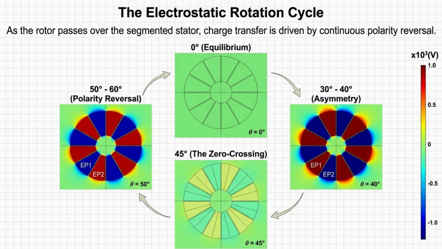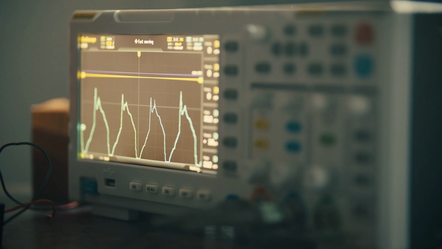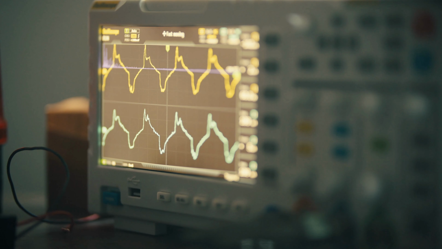And here are the results. This is how one rotation looks. At 0 degrees, it's perfectly balanced and there is no output. Rotate 30 to 40 degrees, the charges shift and there is a voltage. Across 45 degrees, the polarity flips. From 50 to 60 degrees, the voltage is now reversed. This back and forth is exactly what generates an alternating output.